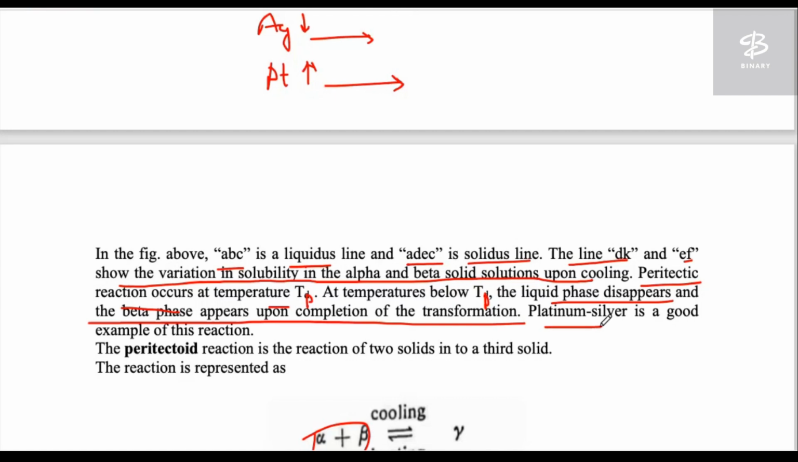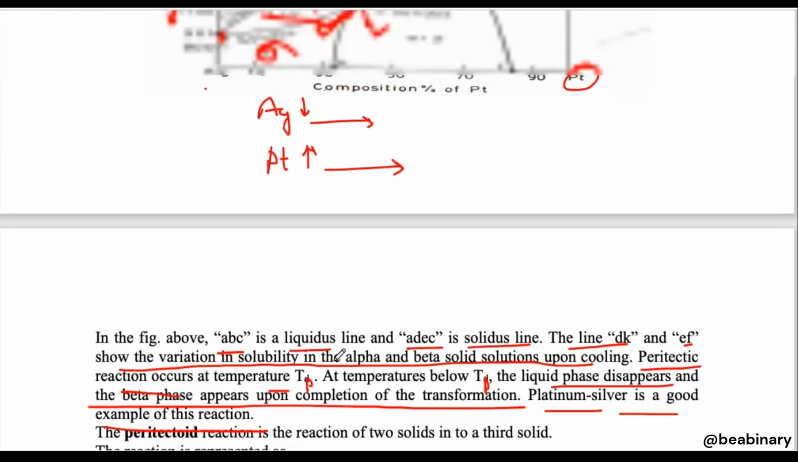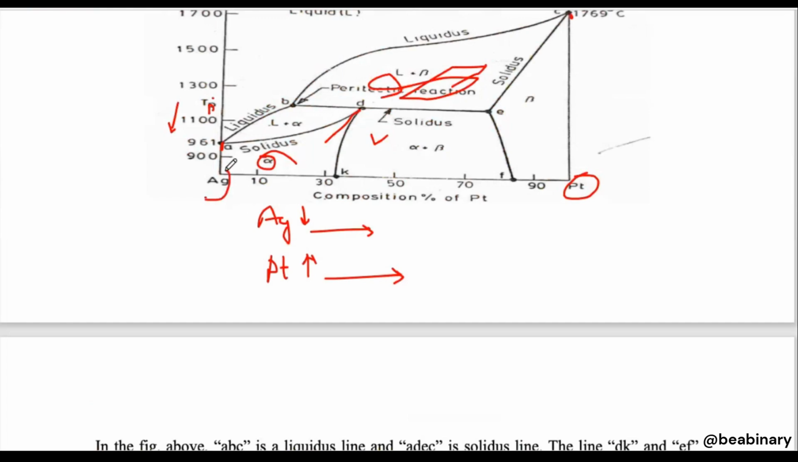So platinum-silver is a good example of this reaction. As I already mentioned, this was the reaction of platinum and Ag. Here Ag is 100% but Pt is 0%, and here Pt is 100% and Ag is 0%.